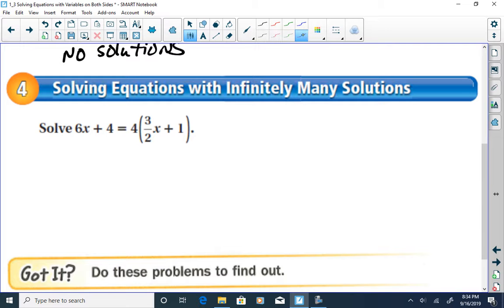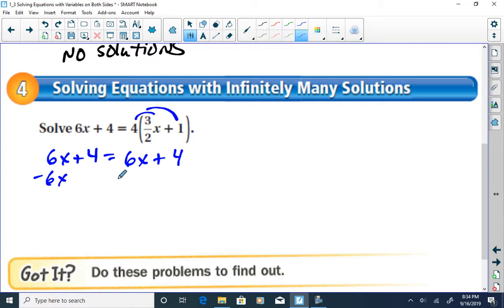Okay, let's see. I'm going to recopy the left side of the equation. 6x plus 4 is equal to, now on the right side of the equation, we have to distribute this 4. 4 times 3 is 12, divided by 2. It's going to be 6x plus 4 times 1 is 4. Notice what happens when you have infinite solutions, right? You have variables on both sides of the equation that have the same coefficient.